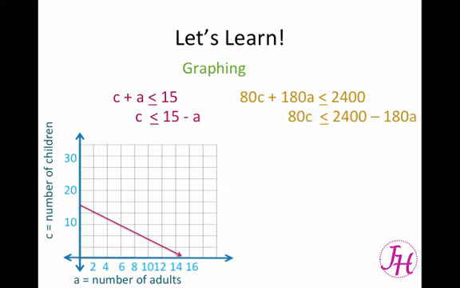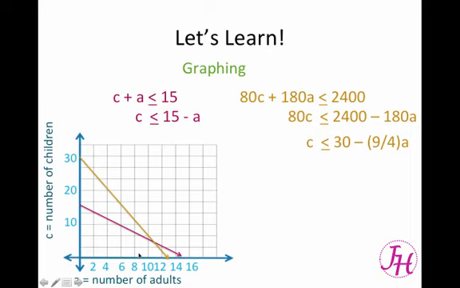So we start off by subtracting 180A because we want to solve for C. Then we divide everything by 80, and we get C is less than or equal to 30 minus 9/4 A. So again, we use 30 as the y-intercept and negative 9/4 for our slope. So we can graph the line for the weights. So now, again, it said less than, so we're going to shade below.